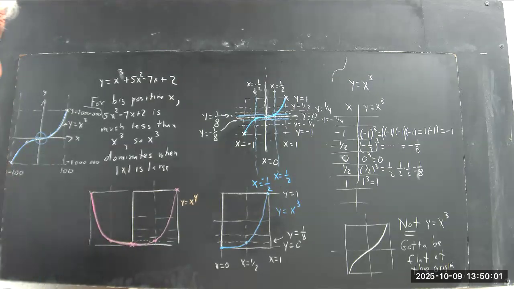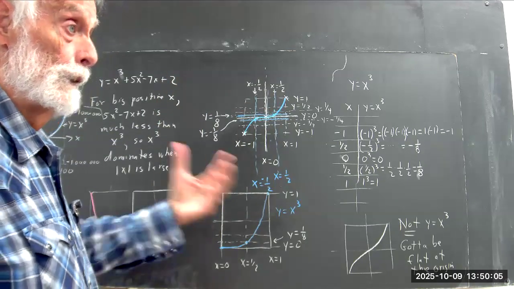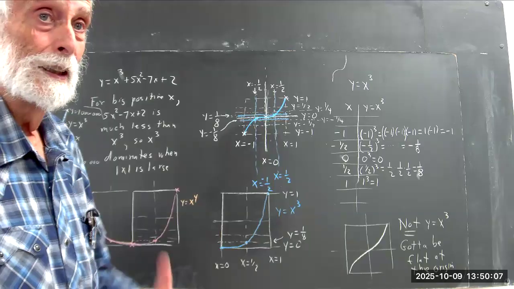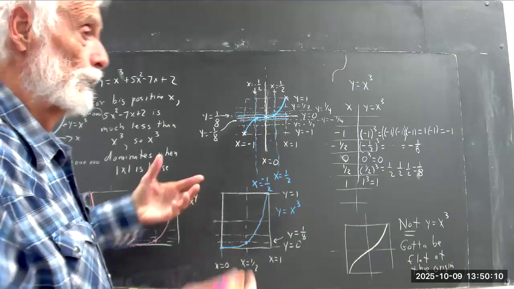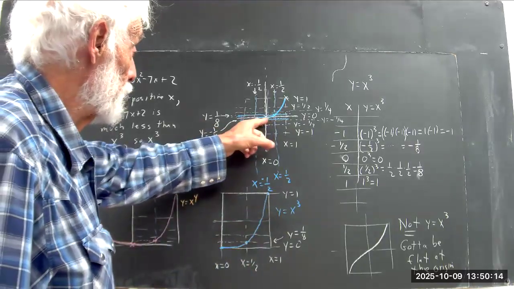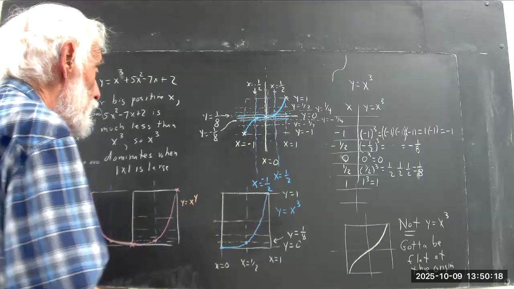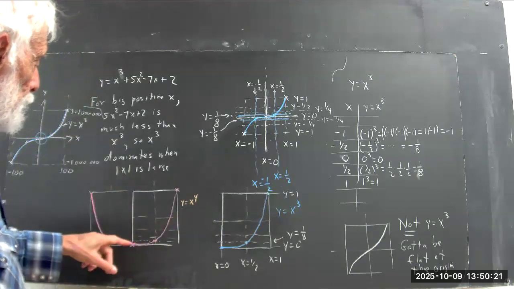Okay? X cubed graph, or x to the fifth graph, or x to the seventh graph, x to an odd power, you're going to have an extra negative on there, and you're going to have negative y values to the left of the y-axis. The bigger the power, the flatter the thing gets.